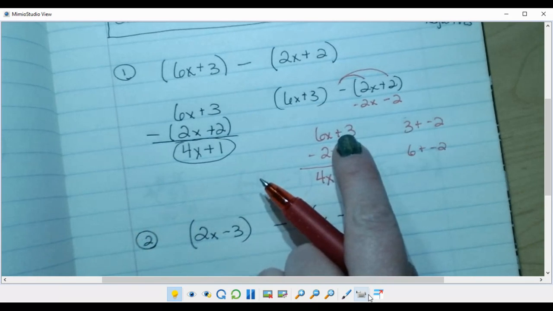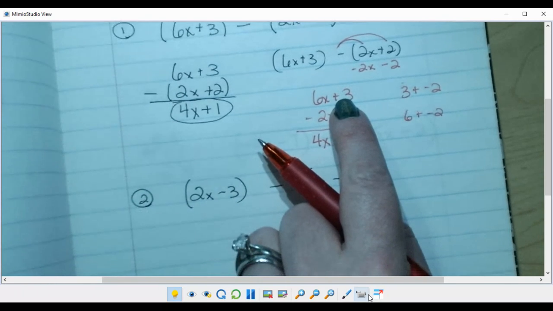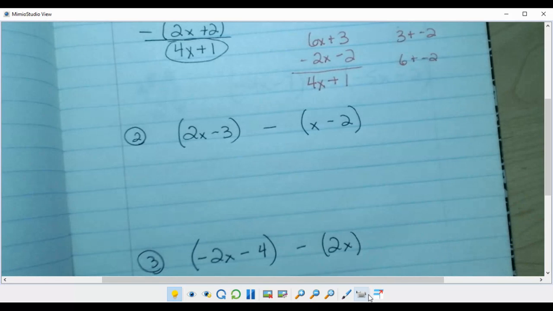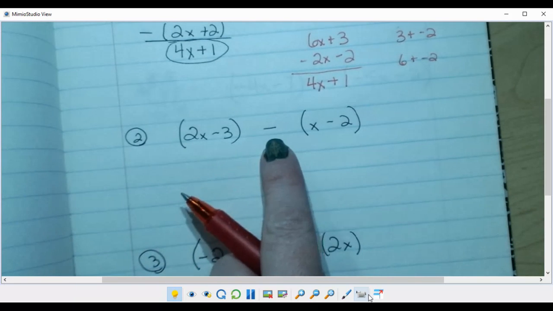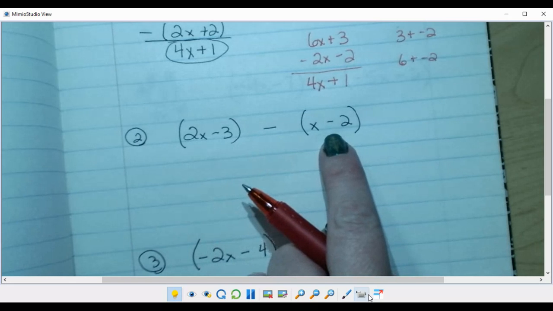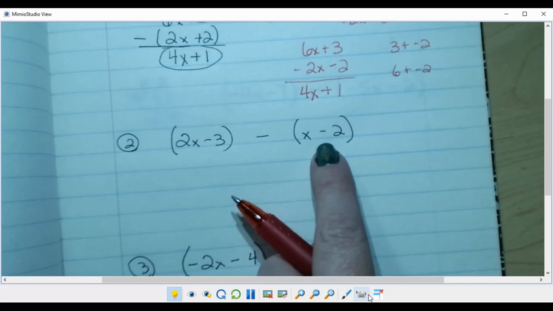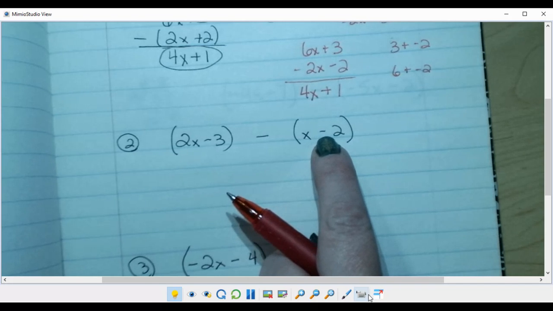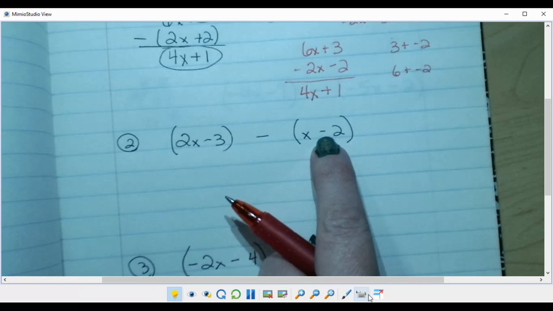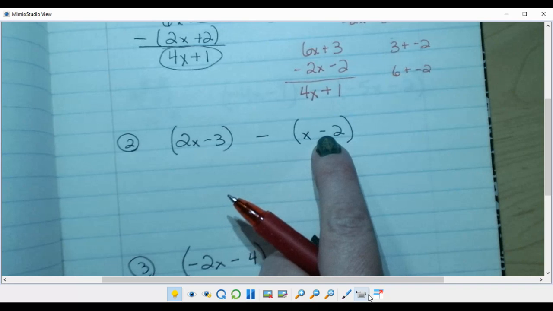When we have things that have more negatives, then I would distribute the subtraction sign. All right, let's go to another example. We've got 2x minus 3 minus x minus 2. Again, you could do it both ways. I think because there's a subtraction sign here, or a negative sign, I'm going to do the distribution. Could I do it the other way? Absolutely. Do I feel like doing minus a negative? Not really. I'll show you, but okay.